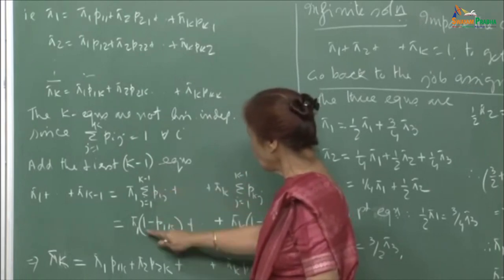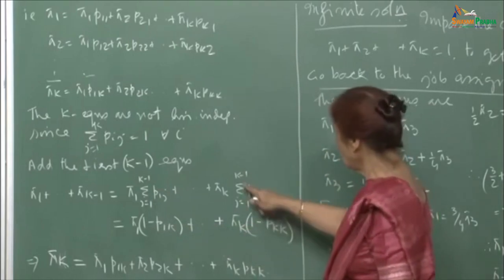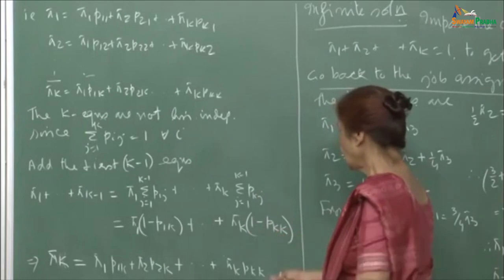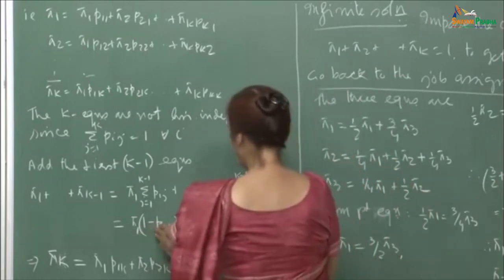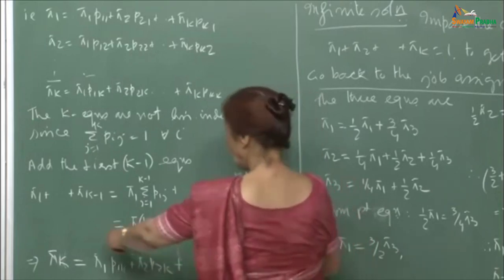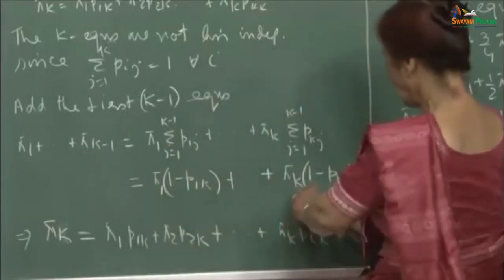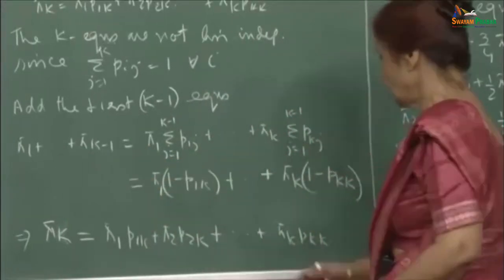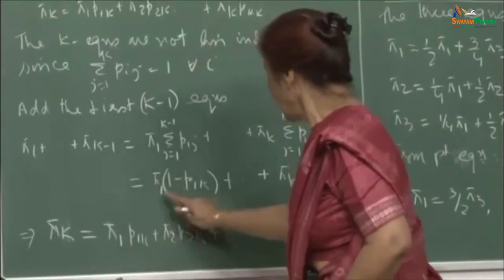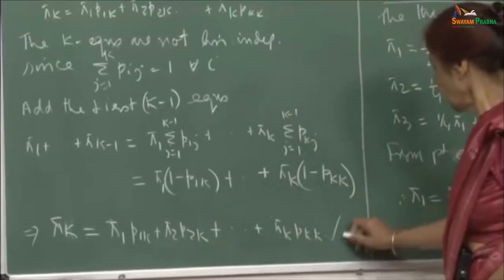So, this sum is equal to 1 minus p 1 k, and similarly I substitute for all of these sums, so the last one will be 1 minus p k k. Now you see that when you open up the bracket, pi 1 plus pi 2 plus up to pi k minus 1 cancels out, you are left with pi k, and the other things you transfer to this side. Then you immediately get pi 1 p 1 k plus pi 2 p 2 k and so on plus pi k p k k equal to pi k. So, this is your kth equation.